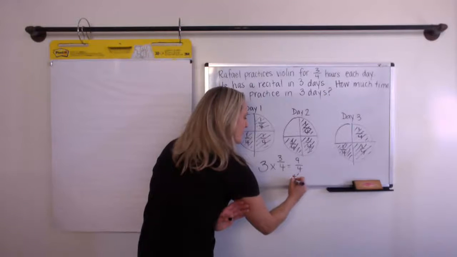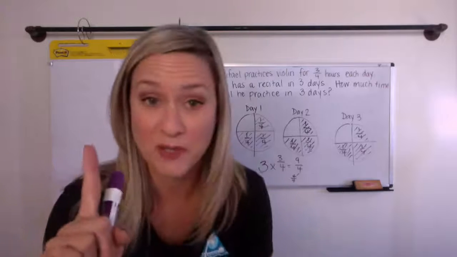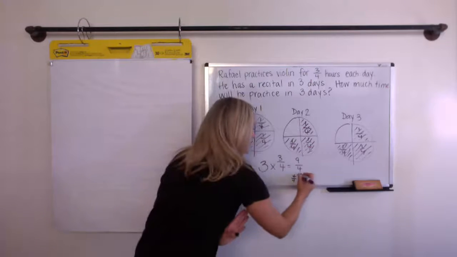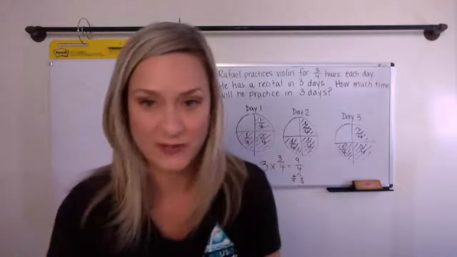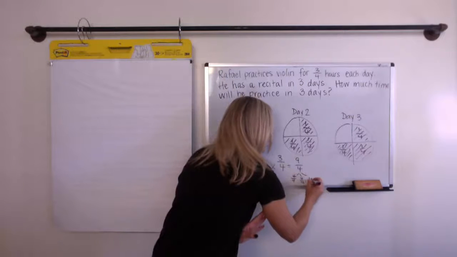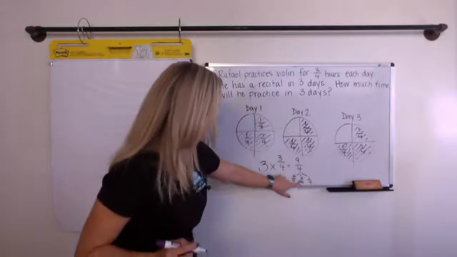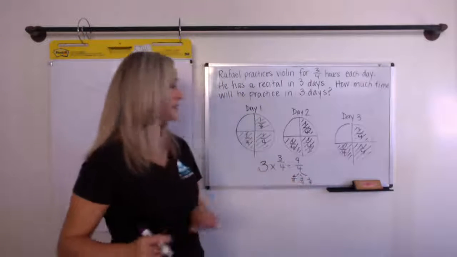4/4 would be the whole clock, right? So that's 60 minutes or an hour. So that would be 1 hour. Another 4/4 would be another hour, right? And we have to get all the way to 9/4. So then I need another 1/4. So 4/4 plus 4/4 is 8/4. Plus another 1/4 is 9/4.